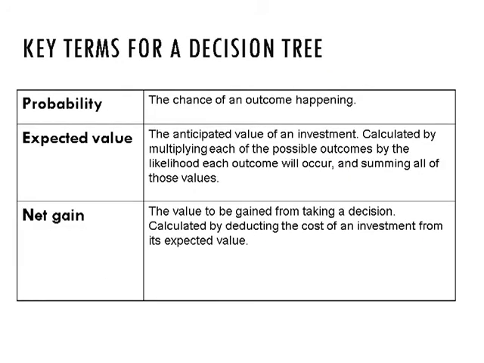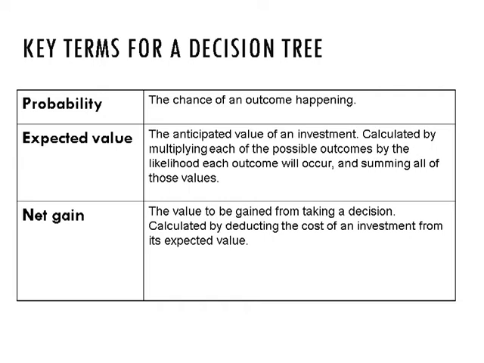So the key terms that you need are 1. Probability, and that is simply the chance of an outcome occurring, and that will be expressed as a percentage or a decimal, and you'll need to use it as a decimal in your calculations. The expected value.